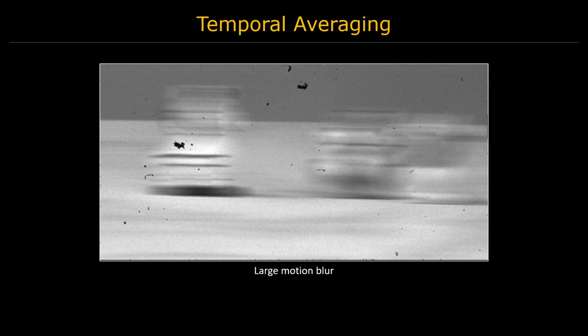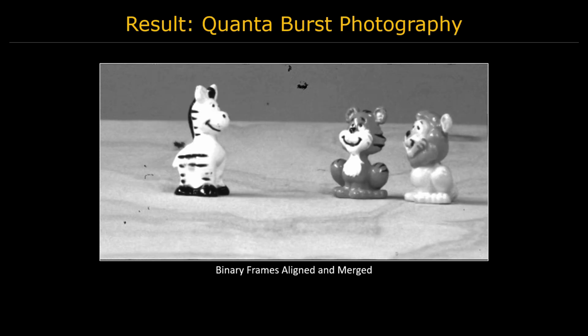This is the image generated by averaging the sequence of binary images. Since the interframe motion is not compensated, this image has large motion blur. This image is shown only to demonstrate the amount of camera motion and is not meant to be a comparison. By using the proposed techniques, the binary frames are aligned and merged to create an image with low motion blur.